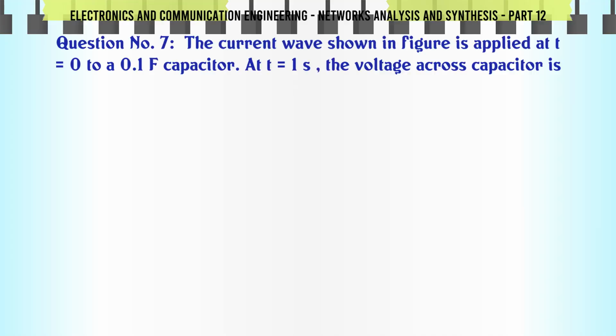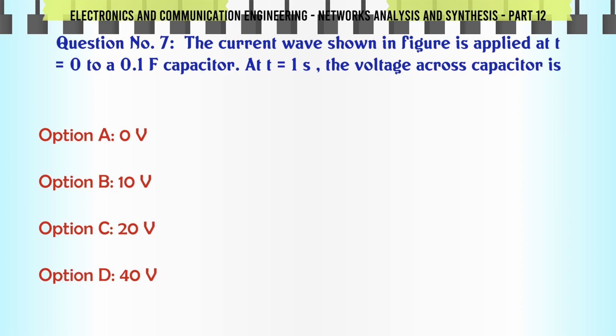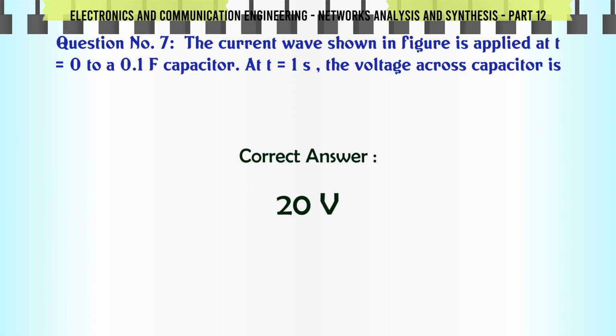The current wave shown in the figure is applied at t = 0 to a 0.1 F capacitor. At t = 1 s, the voltage across the capacitor is: A, 0 V; B, 10 V; C, 20 V; D, 40 V. The correct answer is 20 V.